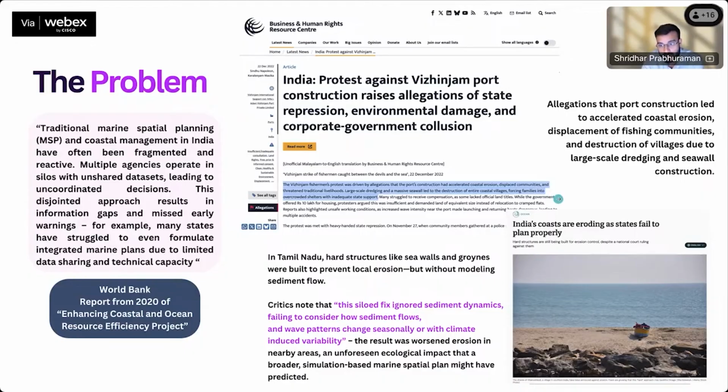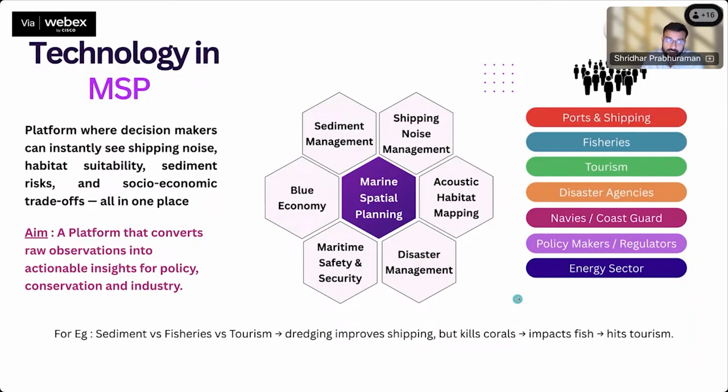So what we are suggesting in terms of the technology intervention for MSP, to solve such a problem, is a platform essentially that converts raw observations into actionable insights for policy, conservation, and industry. And it goes beyond a static map.